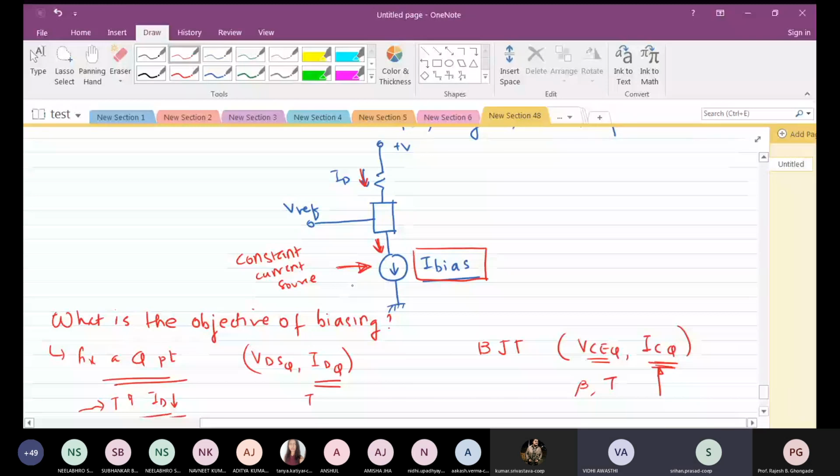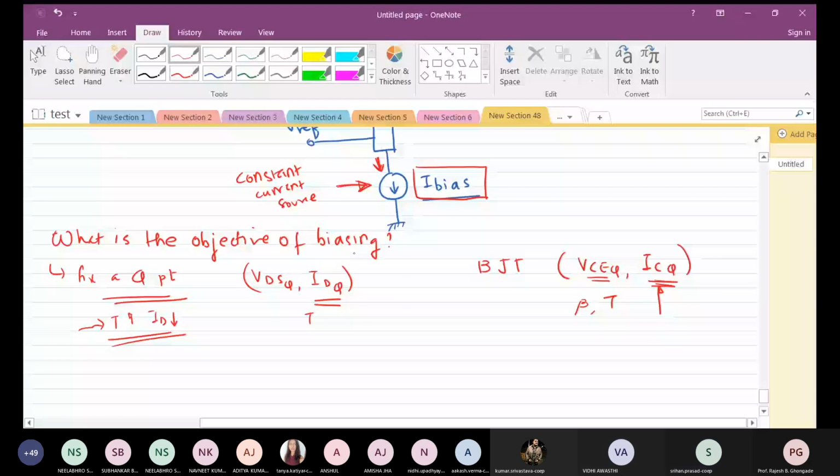So my problem of ID being sensitive to temperature can be completely eliminated if I use a constant current source like this. Got it? This is called imposed biasing, and this is preferred in integrated circuits.